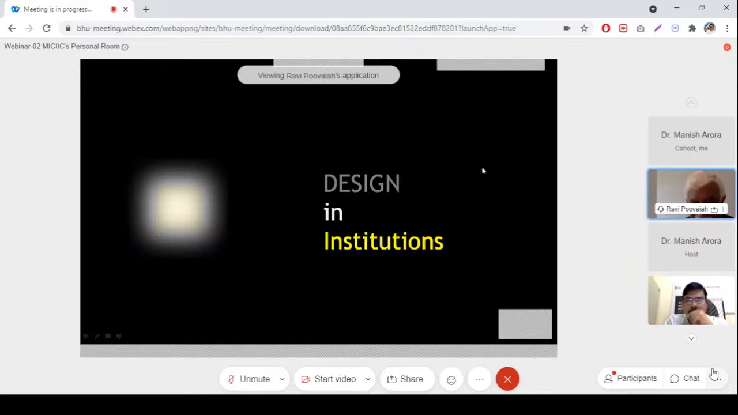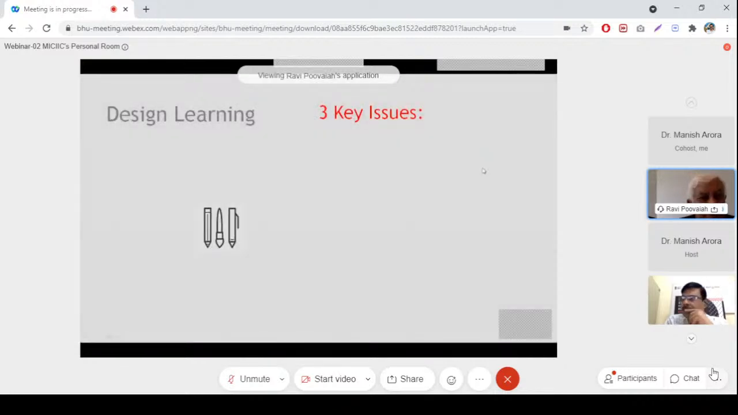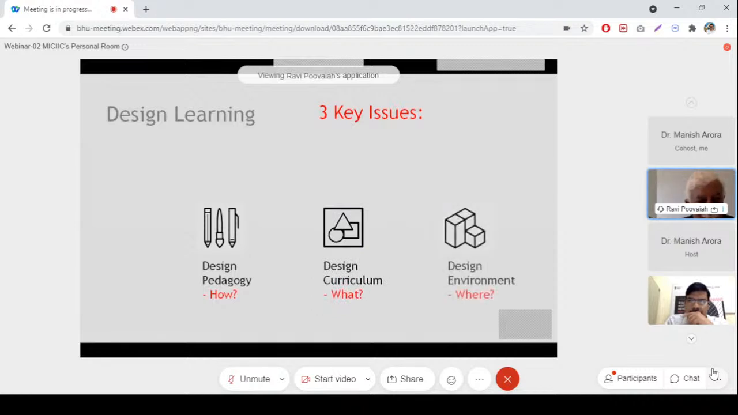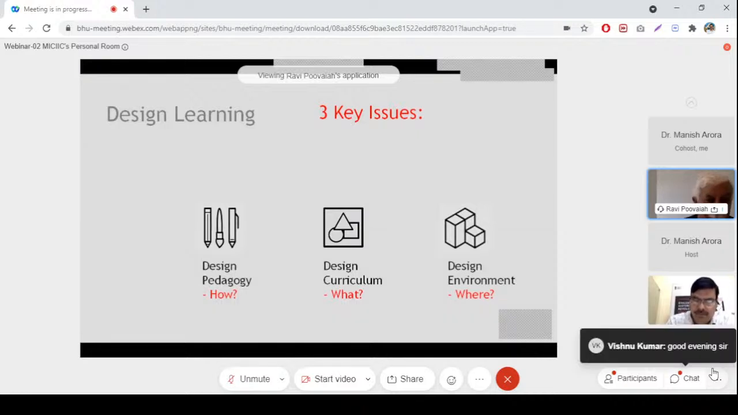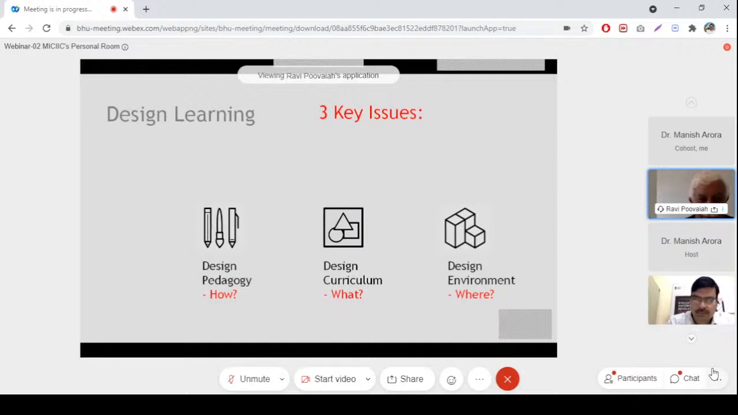So let's start. There are three key issues I'm going to address. One is how design was taught. How is it different from other subjects being taught, let's say, chemistry or physics or philosophy? There was a difference in the way design needs to be taught. So how this was addressed by different thinkers and doers is a point of interest for all of us.